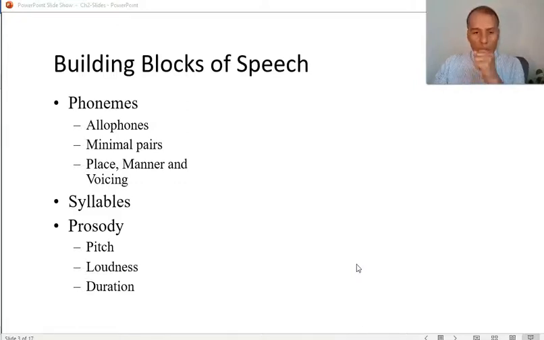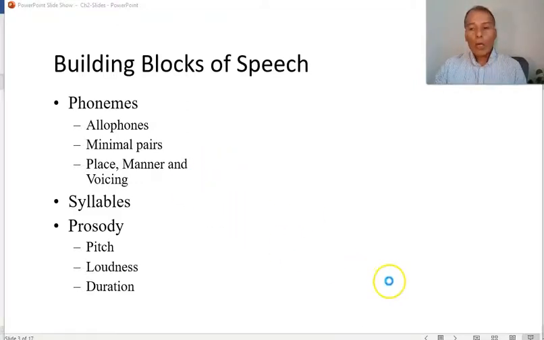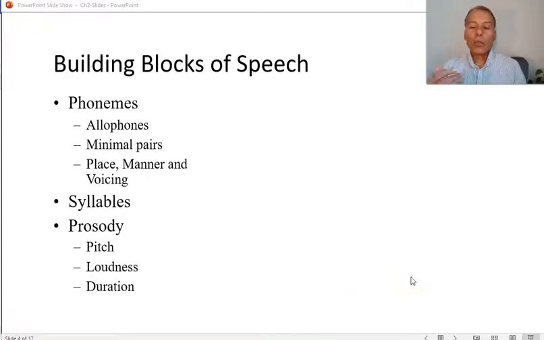On the building blocks, I don't like to call them building blocks, but we call them the 5 language parameters. But for speech, we say the building blocks of speech itself are phonemes. So I'll tell you what a phoneme is. A phoneme is basically one unique sound. One unique sound. Has nothing to do with spelling.